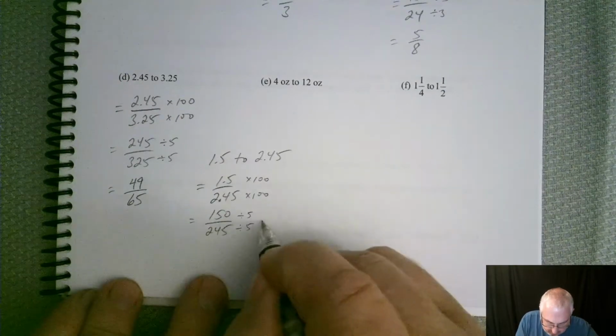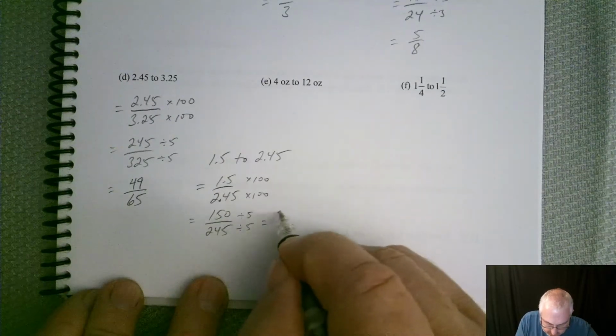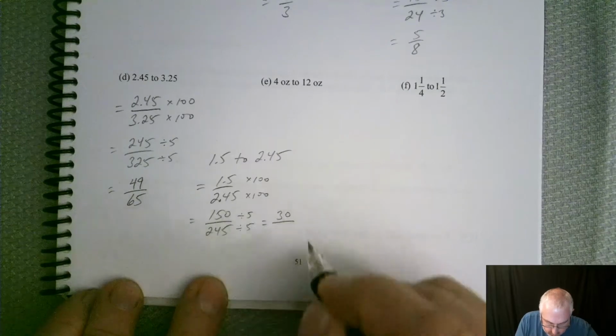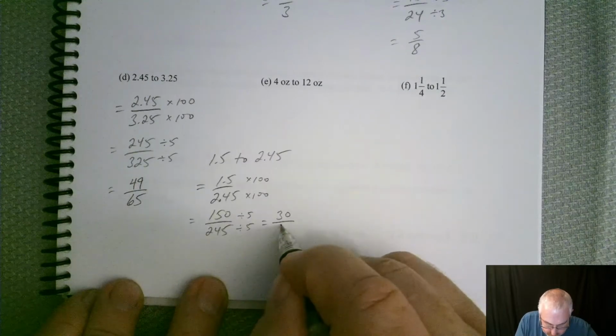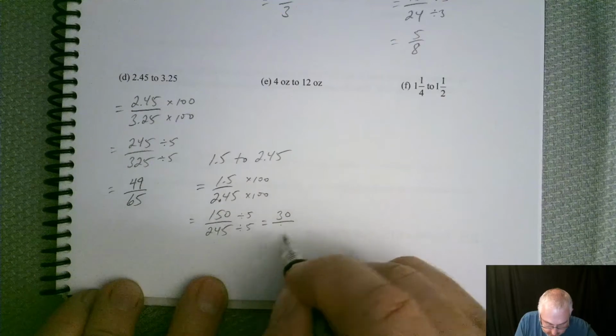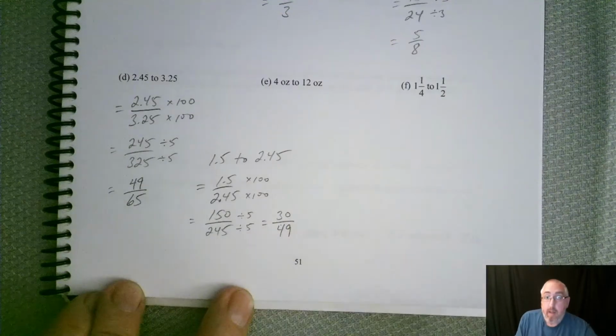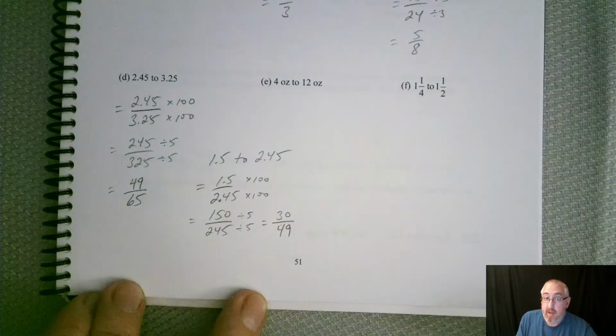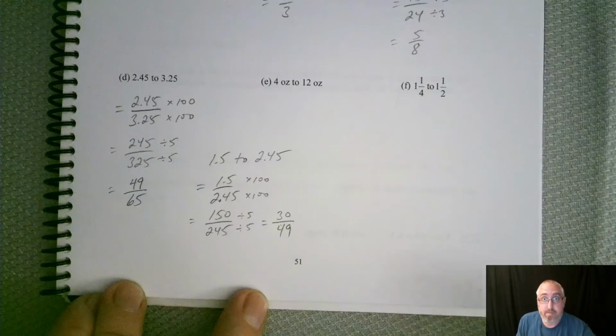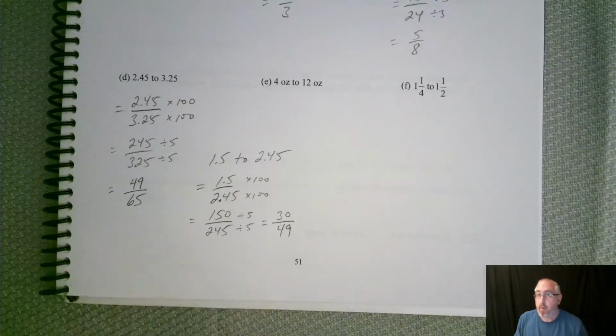And if we divide the 5 out, looks like we're going to get 30 over what? 49. And so that's not going to really reduce down anymore. So that's your answer. Okay, so we've tackled a lot of different types of things.